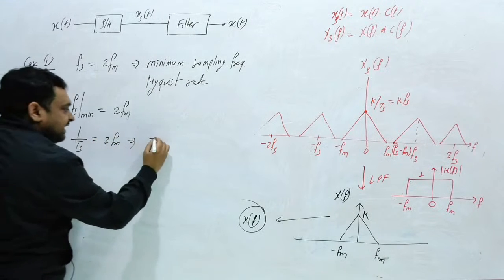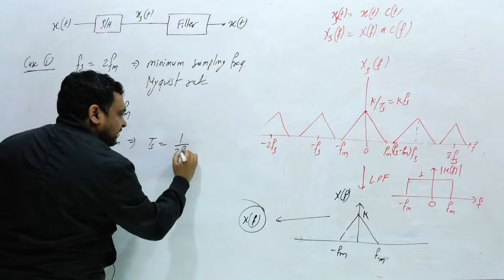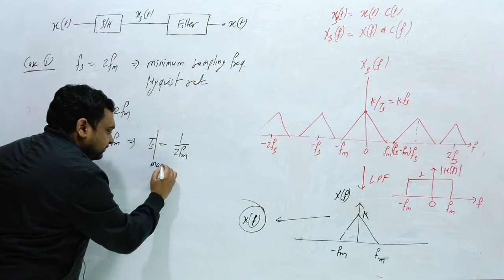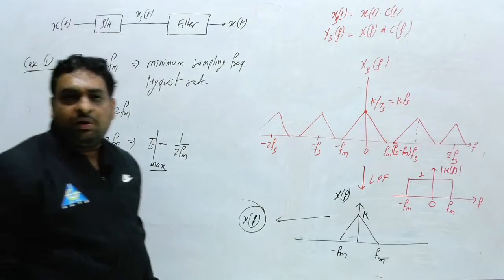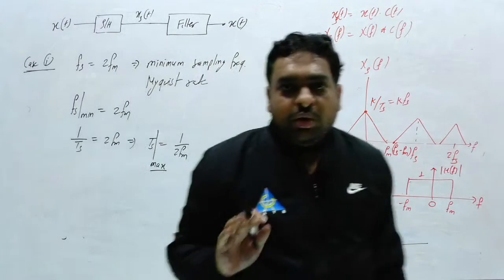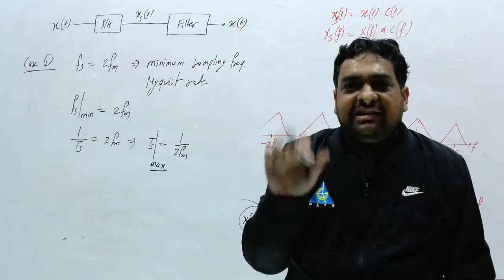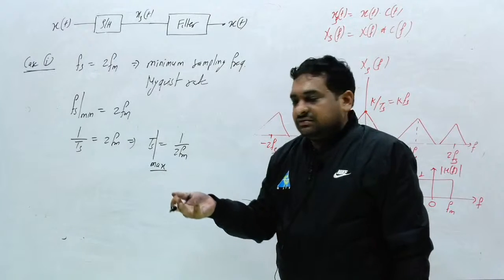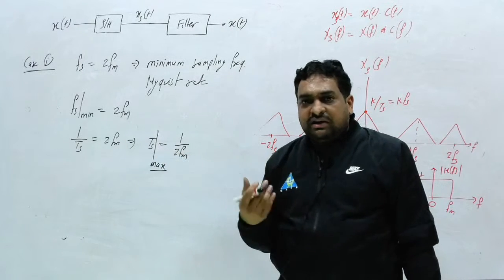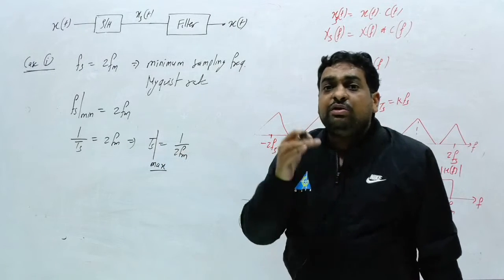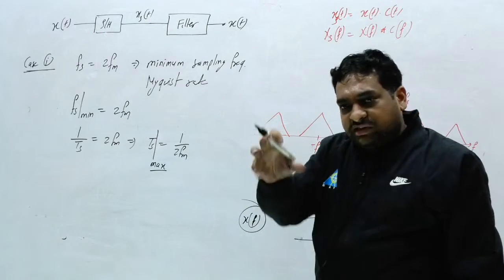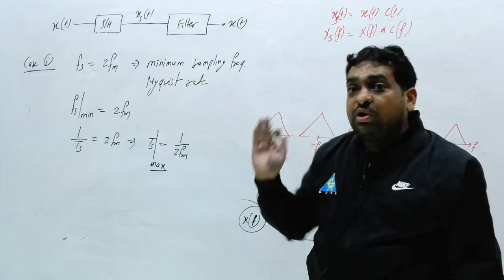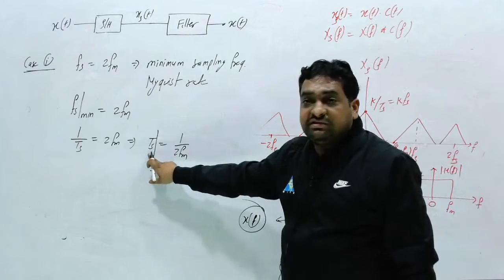So what will be the Ts? 1 upon 2Fm. And this Ts is the maximum. Initially I told you what the maximum sampling interval can be. If you can decrease it and collect more samples, that is good, but you cannot collect fewer samples. More samples can be good. So if you reduce the time, that is good, but you cannot increase the time beyond this limit.